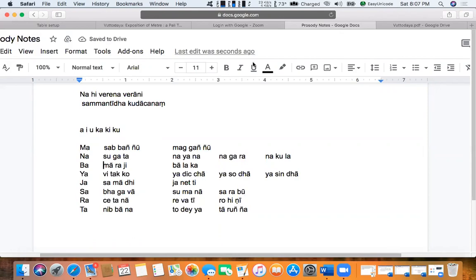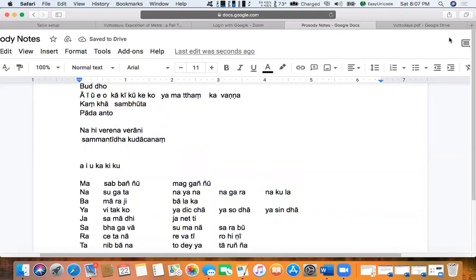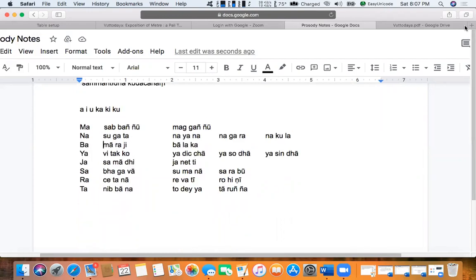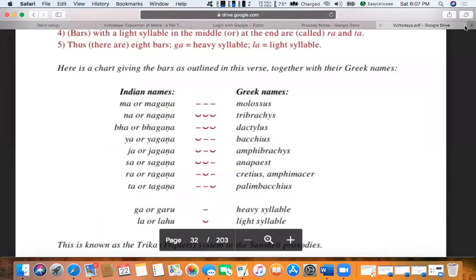Okay, are there any questions? Is that clear for you? I remember there's another short way to memorize this. They said the heavy syllables start from the beginning, middle, and end. I think that is easier. They mention Ba, Ja, Ra, something like that.